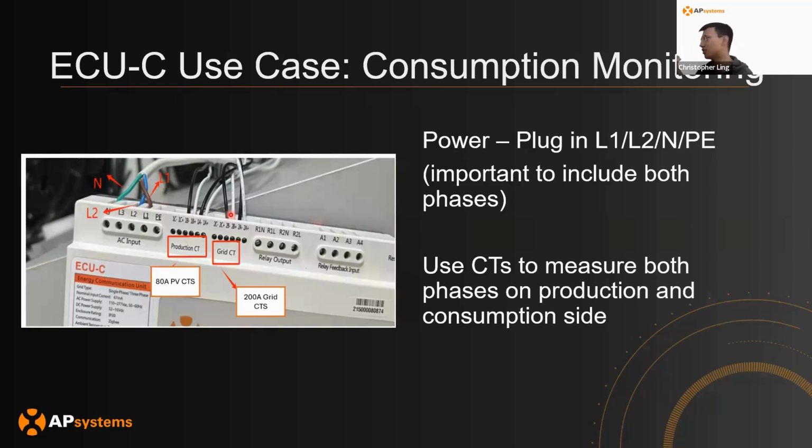And there are other points to make sure that the CTs are pointing in the correct direction. For production, the dirty secret is the arrows don't actually matter, because it's always going to be positive. So just make sure that they're pointing in the same direction. For consumption, that one does matter. But if you mess it up, it's okay because we'll be able to reverse it on the back end for you.